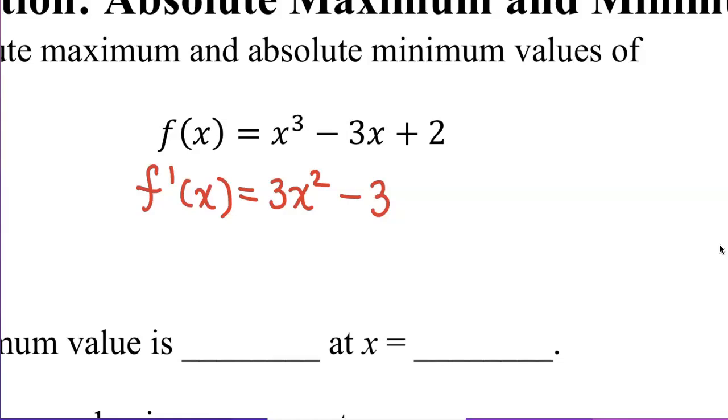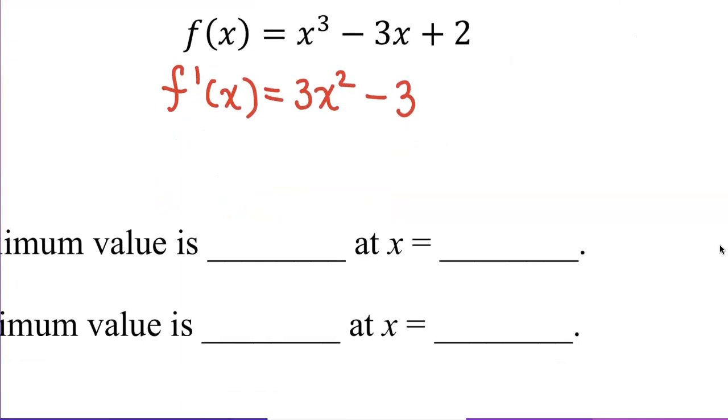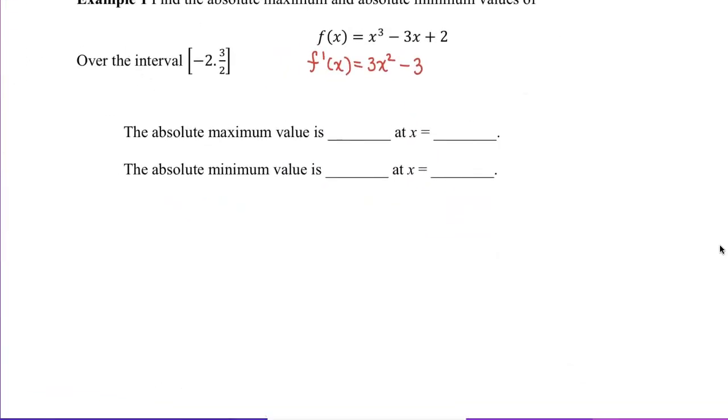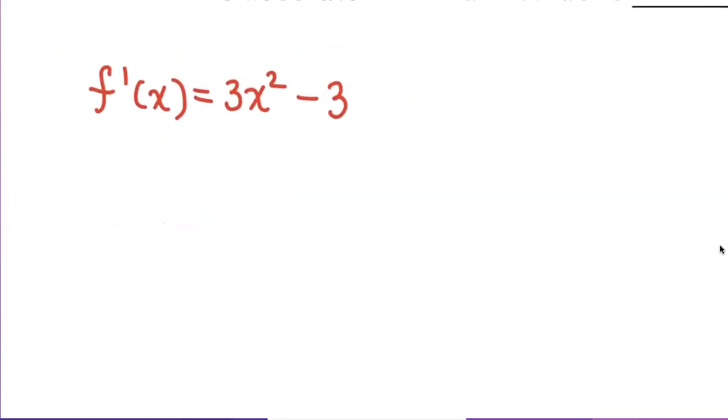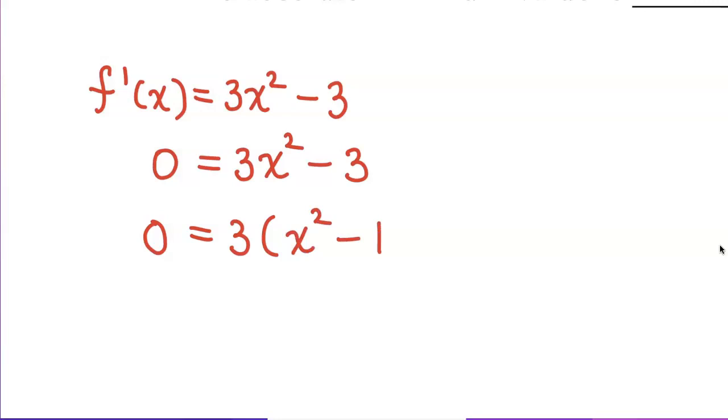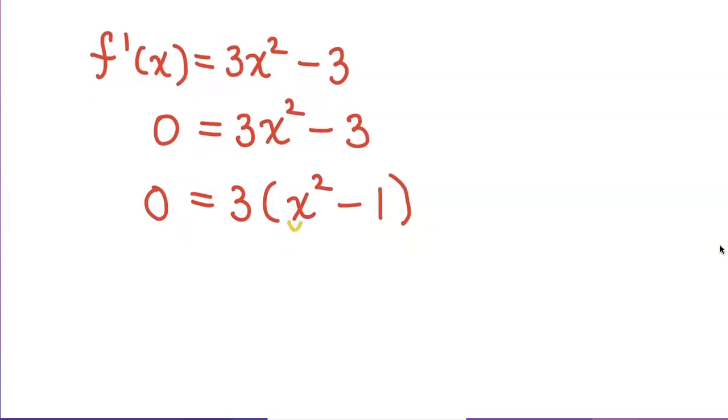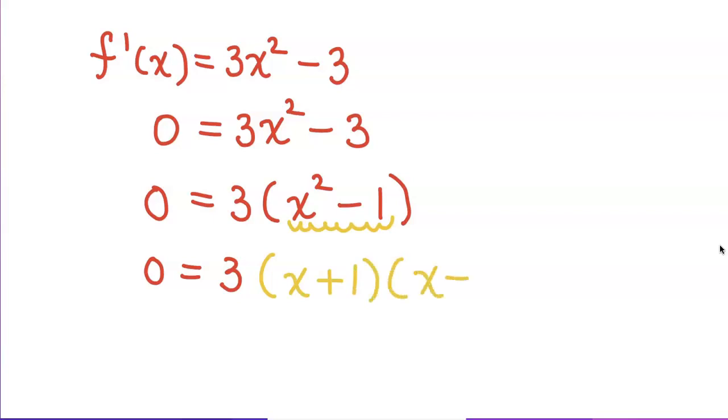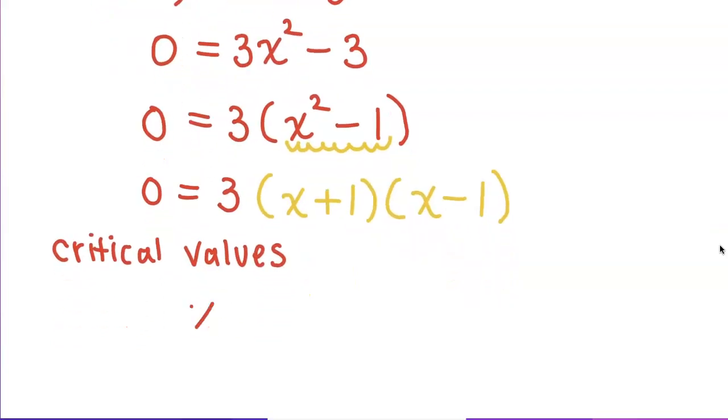Now what we're going to do is set this equal to 0 to find the critical values. I think I'm going to be out of room, so I'll do it down here, okay? Set it equal to 0 so we can find the critical values. I'll factor out that 3. Then I will have x squared minus 1. And I can see that this x squared minus 1 is the difference of perfect squares. So let's break that down into x plus 1 and x minus 1. So now I have two critical values. From those parentheses, the critical values are x equals -1 and x equals +1.